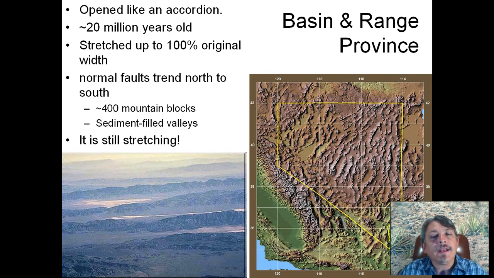Here is pictured Nevada. Nevada has the most mountain ranges of any state in the Union, and that is because the pulling apart of the continent created these long, roughly north-south chains of mountains interspersed by long valleys. So it happened approximately 20 million years ago, and 100% of its original width was stretched out and created approximately 400 mountain blocks and sediment-filled valleys. And the thing is, the North American continent is not static. It is still actively trying to stretch itself out.